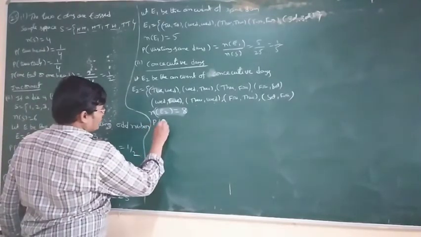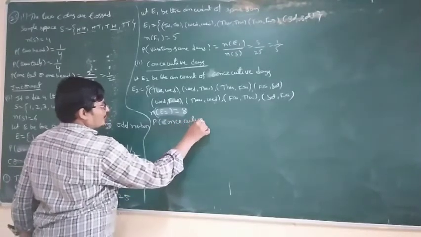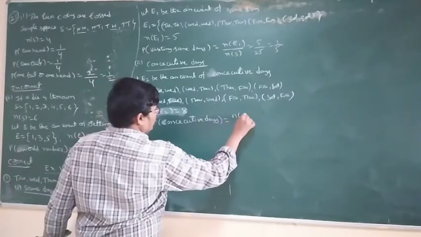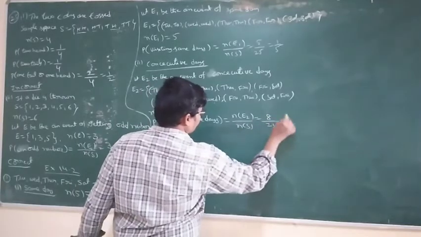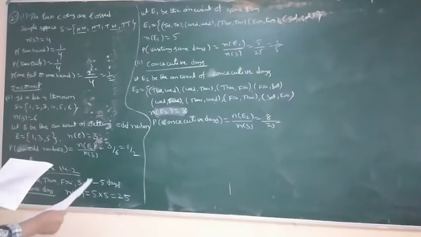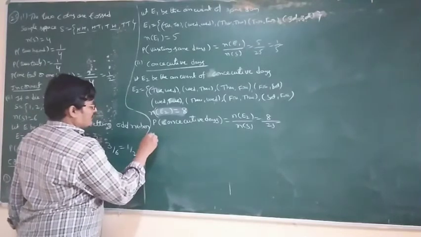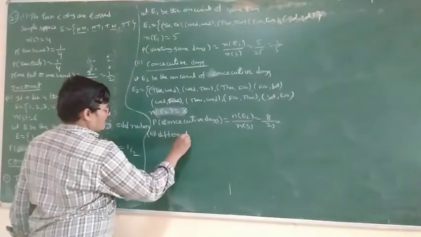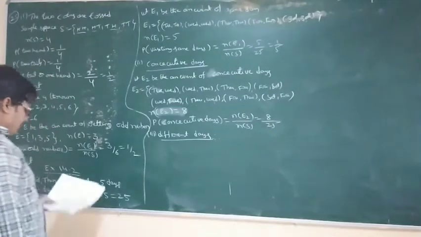So probability of consecutive days, n of E2 by n of S, 8 by 25 for consecutive days. Next, the third one: different days.